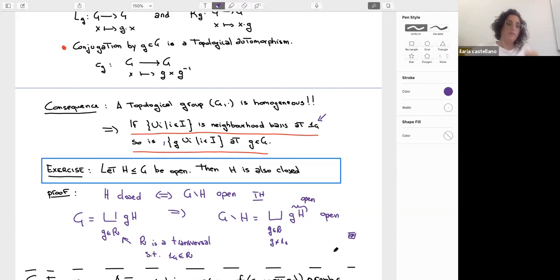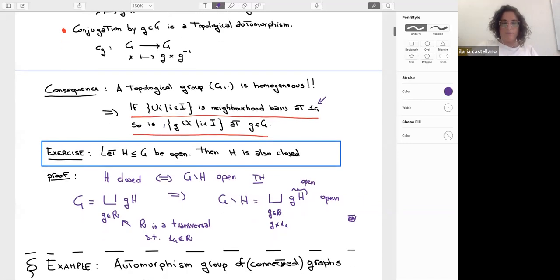In the notes, you can find some other exercises. Hopefully the statements are all correct, and you can try to prove them. And many times you will use some trick like this. You will try to cover your set with some translations of subsets. And so this is a trick that we often use if we deal with topological groups.